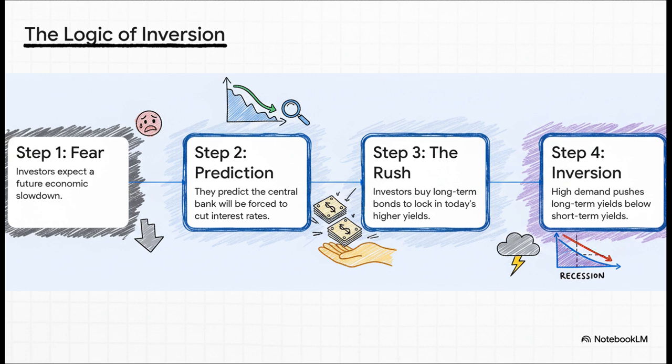So step 3, they all rush to buy long-term bonds right now to lock in today's higher yields before they disappear. And finally, step 4, it's just simple supply and demand. This massive rush of buyers for long-term bonds pushes their yields way, way down. So far down that they actually fall below the short-term yields. And boom, that's your inversion. It's like a self-fulfilling prophecy, all driven by fear.